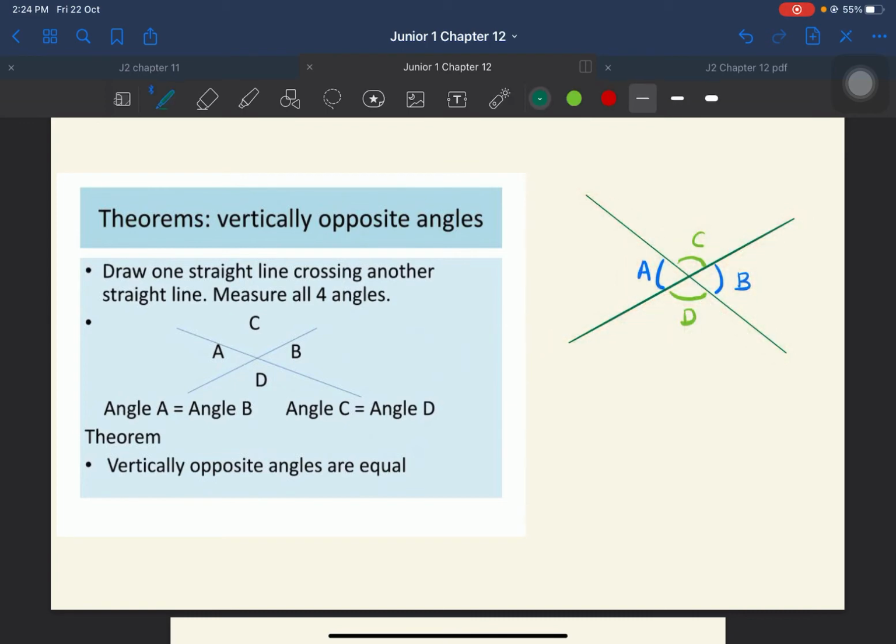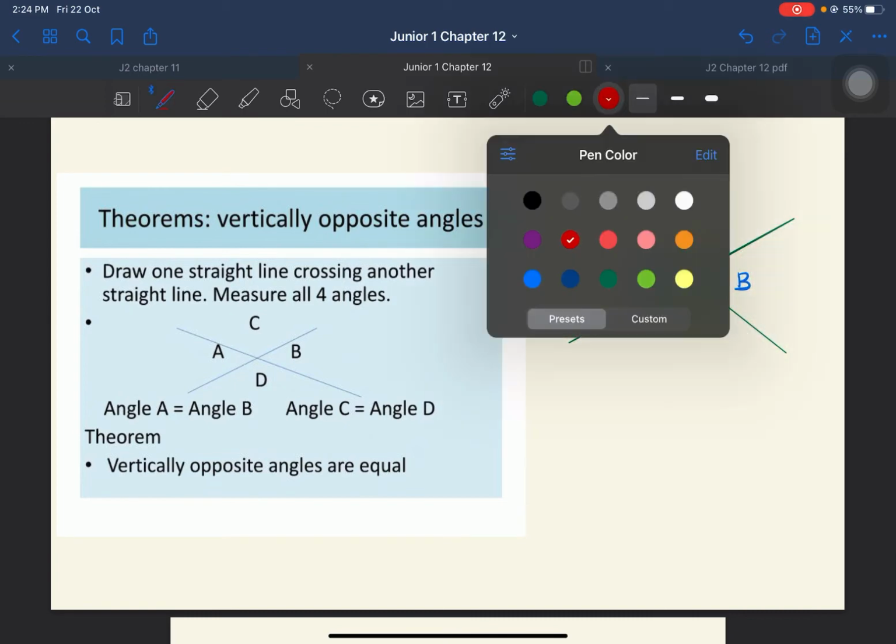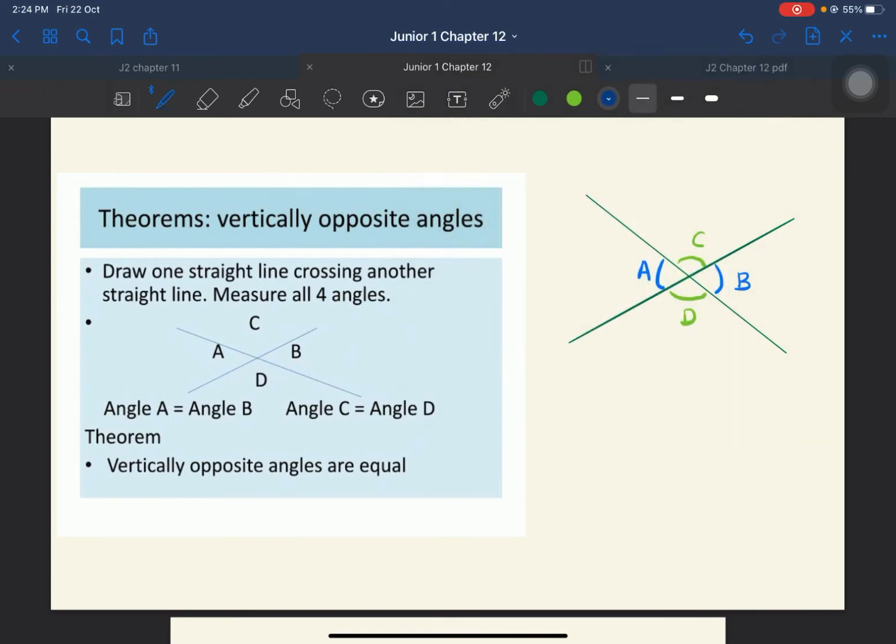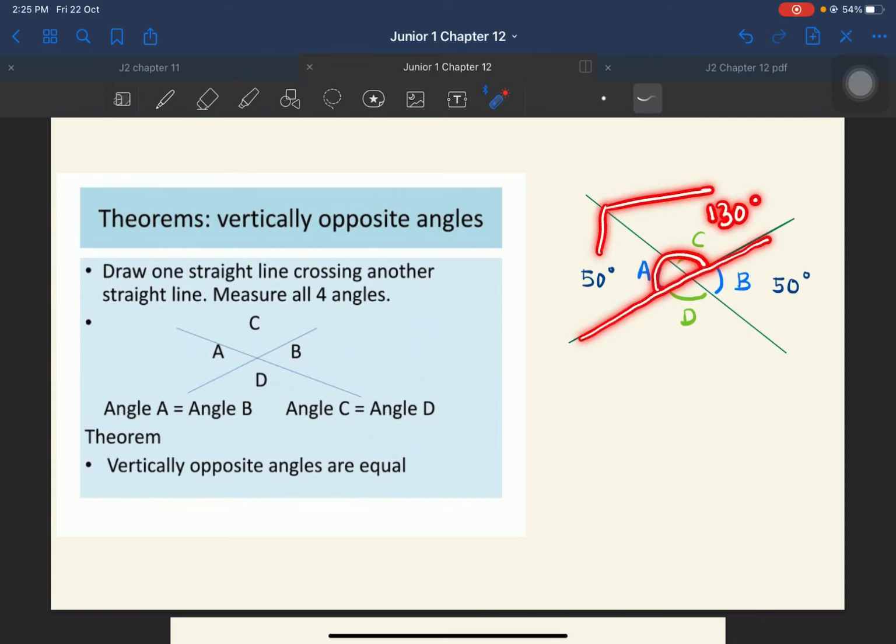So if I mention that angle A is equal to 50 degrees, your angle B will be 50 degrees as well. That is what we call vertically opposite angle. And you may apply straight angle, so you will have 180, or you call it supplementary angle. So C will be 130 degrees. The sum of the angles is equal to 180.